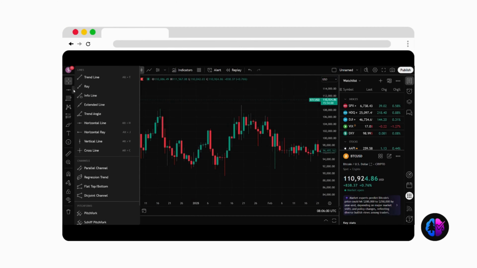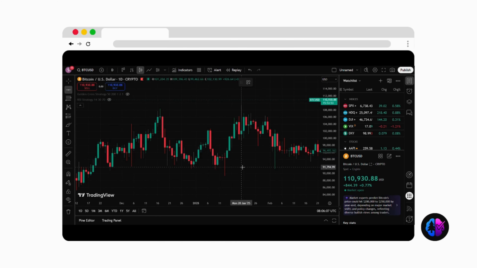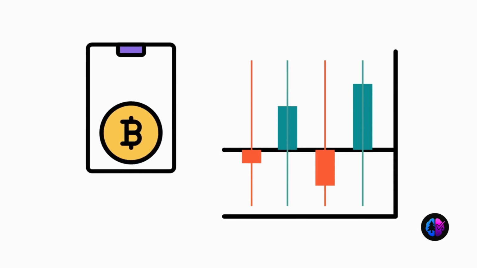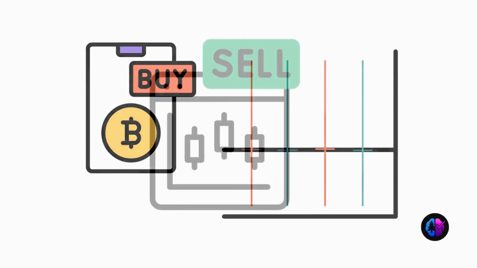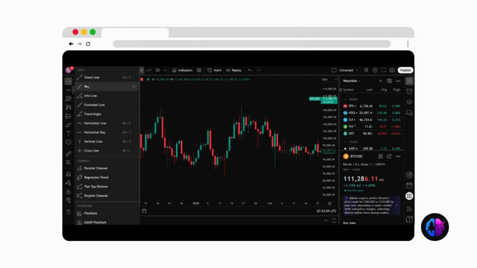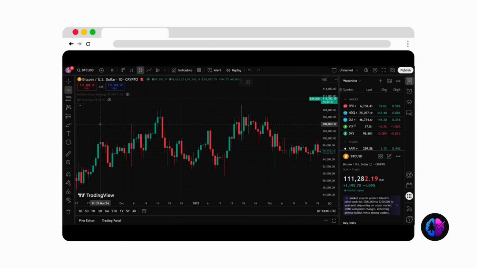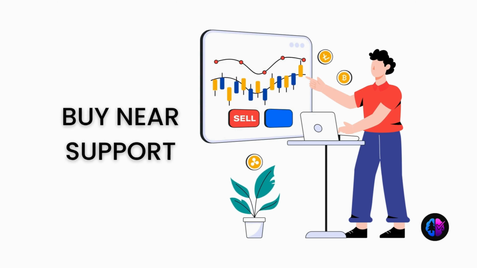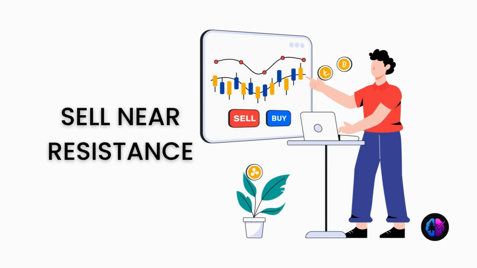Select the horizontal line tool from the left toolbar and identify areas where price has bounced multiple times. These are support levels. Think of them as floors where buyers step in. These are your buy zones. But what about selling? Draw resistance levels where price gets rejected repeatedly. These are ceilings where sellers dominate. Buy near support, sell near resistance.